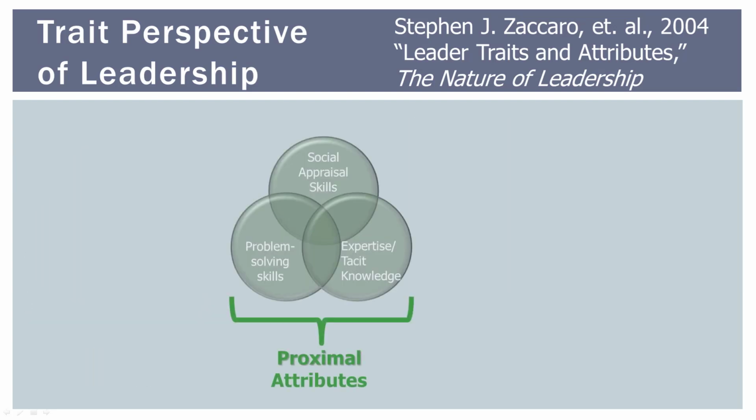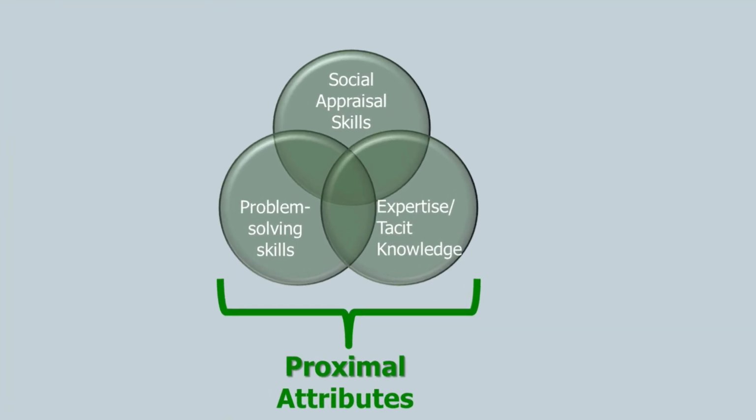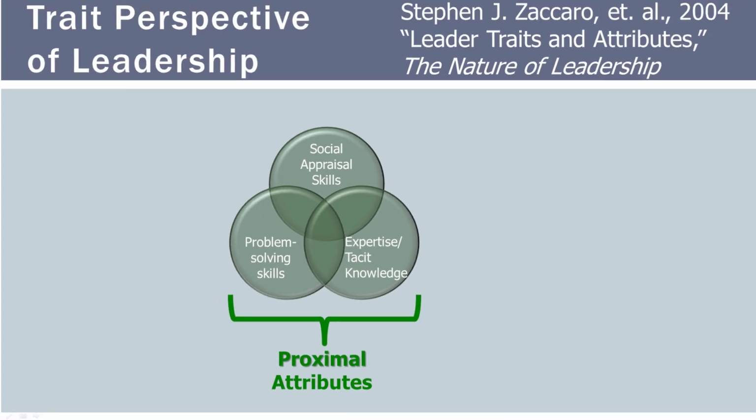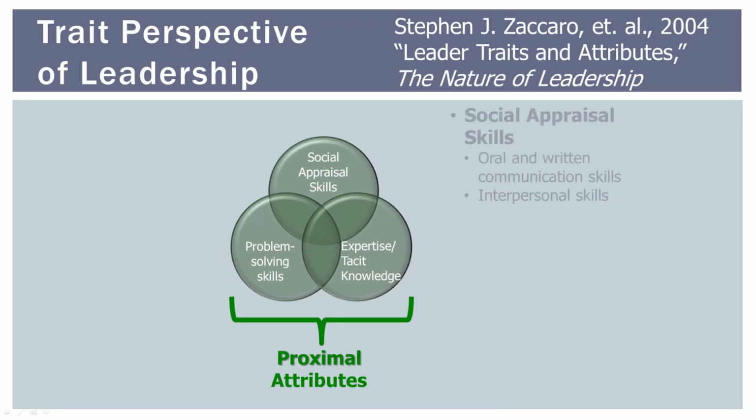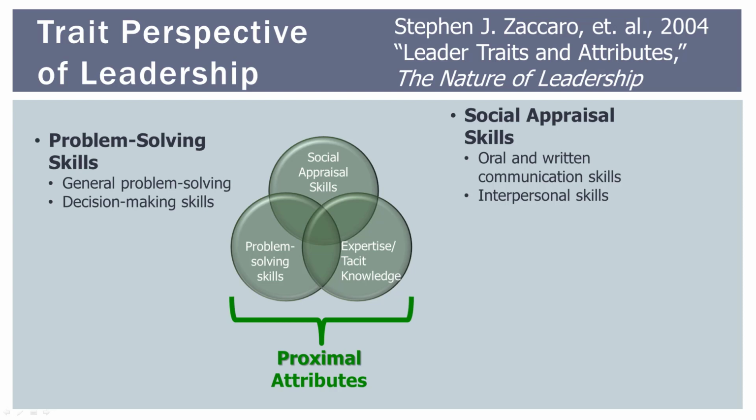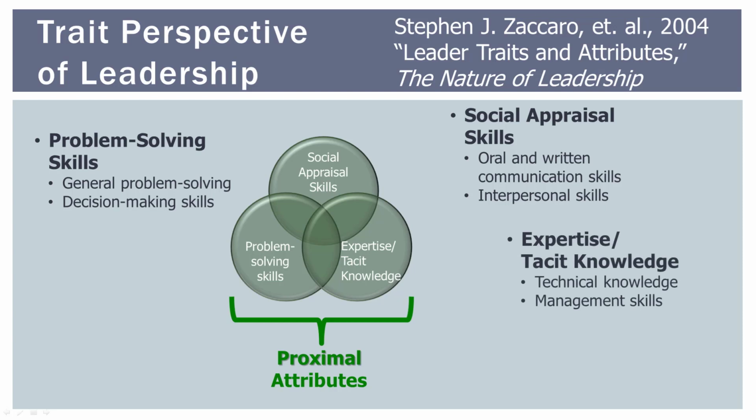Moving to proximal attributes, those attributes that apply to the actual situation being addressed, the skills that someone can use in a leadership situation. Zuccharo broke these down into three categories as well. Social appraisal skills, sometimes shortened to just social skills, includes communication skills, both oral and written, and interpersonal skills. Problem-solving skills includes a general ability to think through and solve problems, and decision-making skills. Expertise, tacit knowledge, is made up of technical knowledge and management skills.